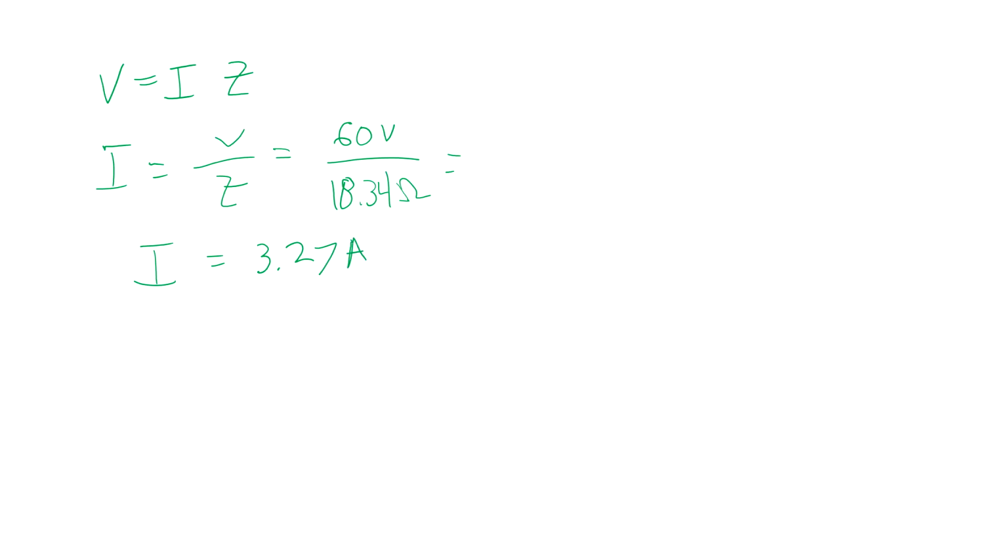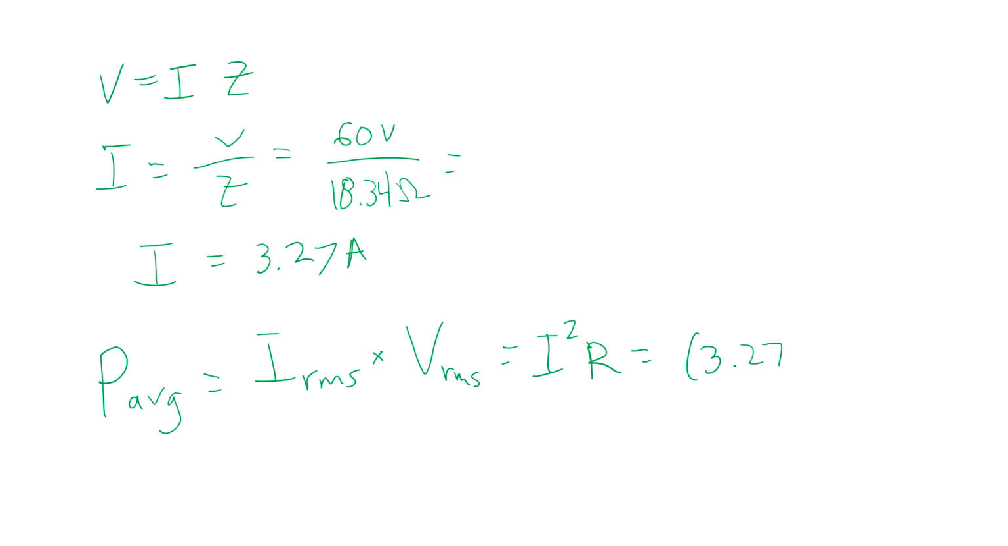You see that is smaller than 4 amps. Doesn't sound like a lot smaller, but it is significantly smaller. 3 amps is already a big current, 3 and 4 amps. And so final step is to find that power average, which, to be clear here, is IRMS times VRMS. And we're asked specifically about the power drawn by the resistor. So this is just I squared R, or 3.27 amps squared, times the 15 ohms, not the 18. It's going to be the 15 since we're asked about the power drawn by the resistor. And this is 160 watts.